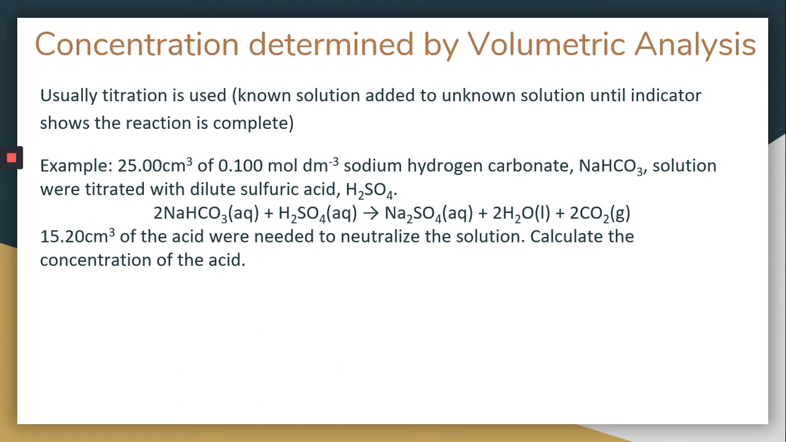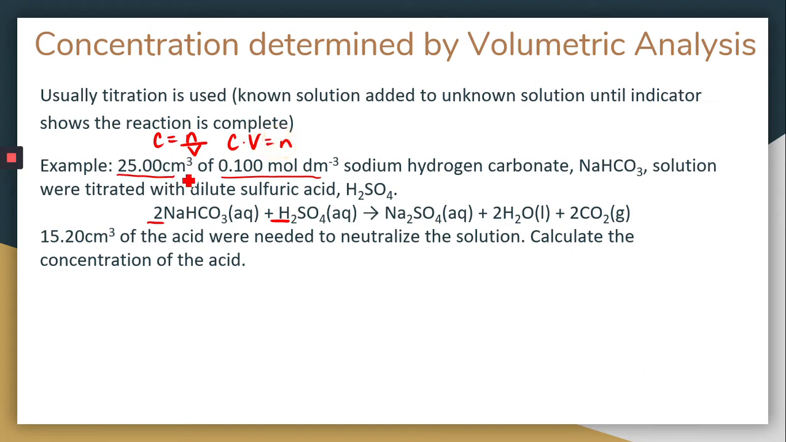So for example, if we were to take sodium hydrogen carbonate and react it with sulfuric acid, we have a reaction. We know the mole relationship between those two based on the coefficients, 2 to 1. And then we can figure out the moles of NaHCO3 because they gave us the volume and the concentration. So to find the moles, remember concentration is equal to moles over volume. So concentration times volume is equal to moles.